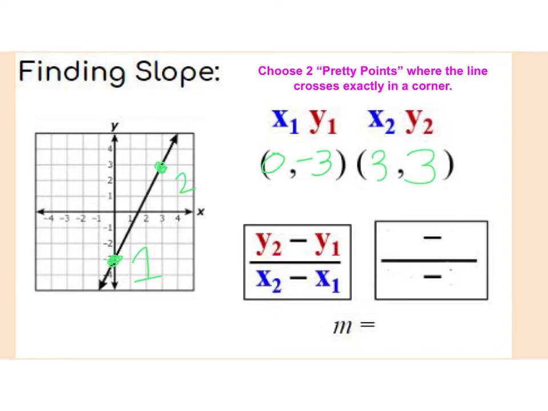Now let's plug that into our formula and solve for the slope. First we're going to do y2 minus y1, so 3 minus negative 3. And then we're going to do x2 minus x1, so 3 minus 0. Now we solve. 3 minus negative 3 is 6. 3 minus 0 is 3. And we can simplify that down to a positive slope of 3.